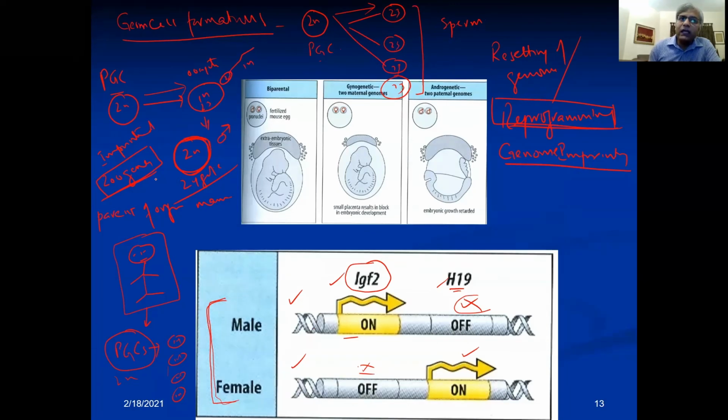Now, before the PGCs enter into meiosis, they undergo reprogramming. And what they do, they reset. Because now all these cells are going to be of male origin. The IGF-2 and H19 loci in these PGCs are going to be marked, imprinted in such a way that IGF-2 will be kept on. And these male sperms will have their H19 in the off state.